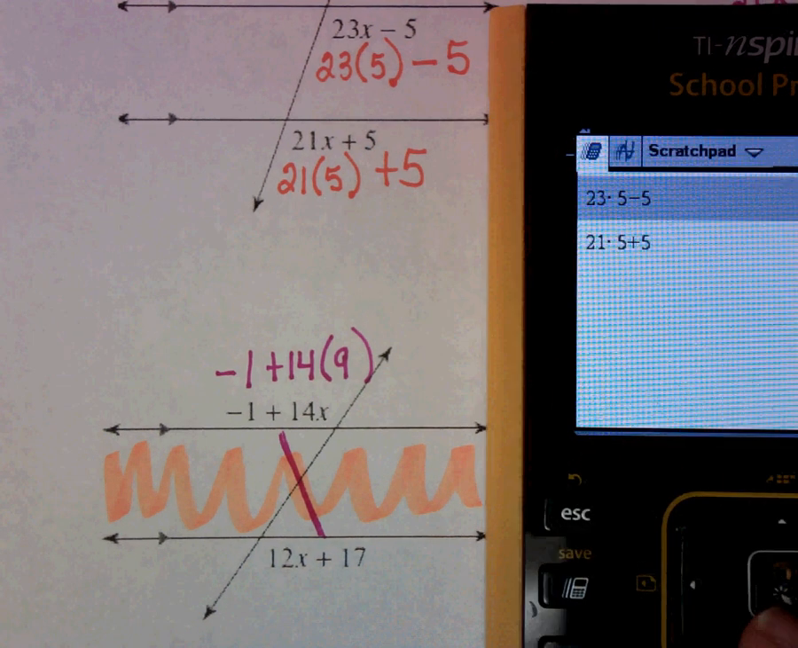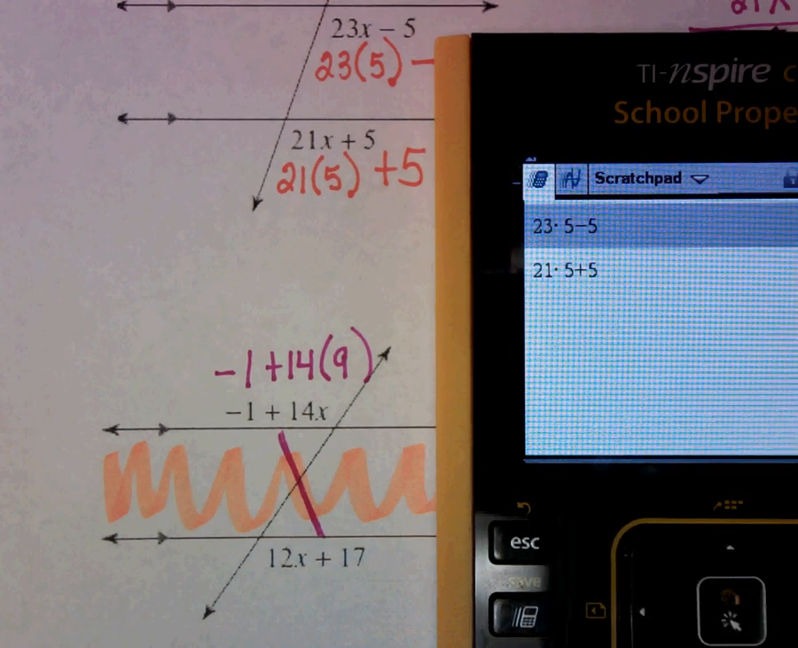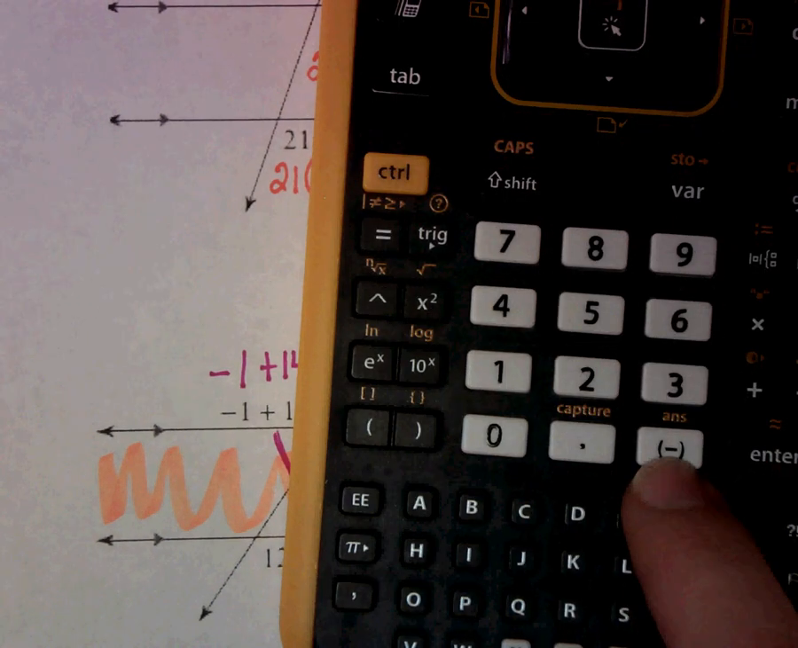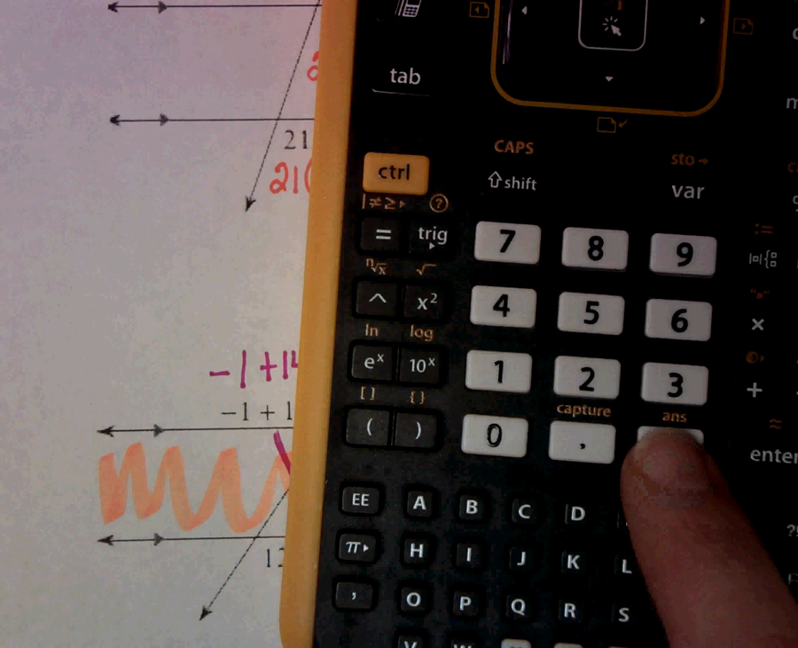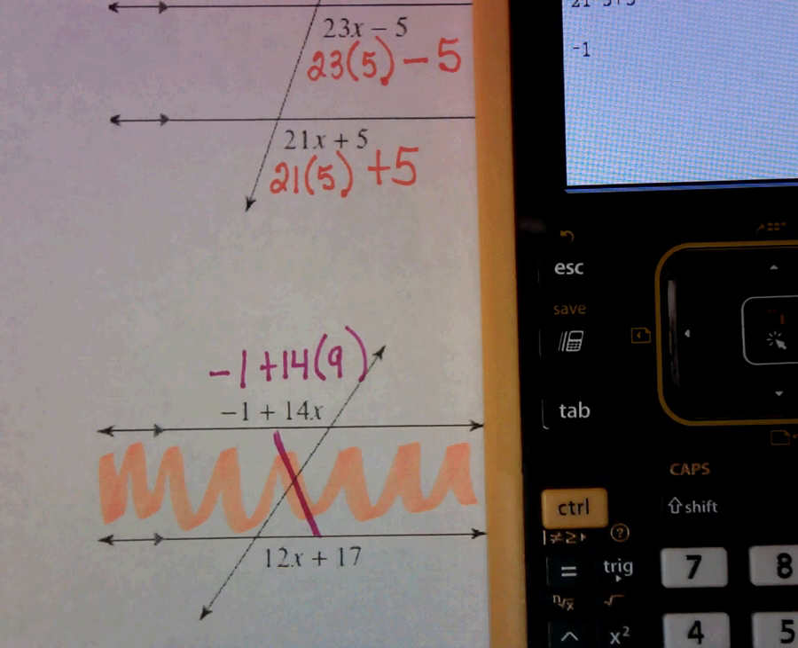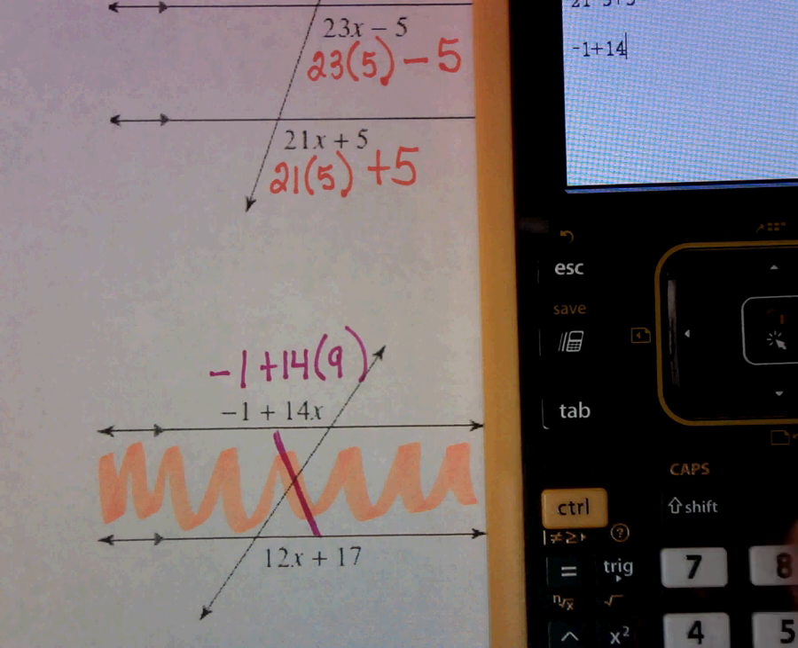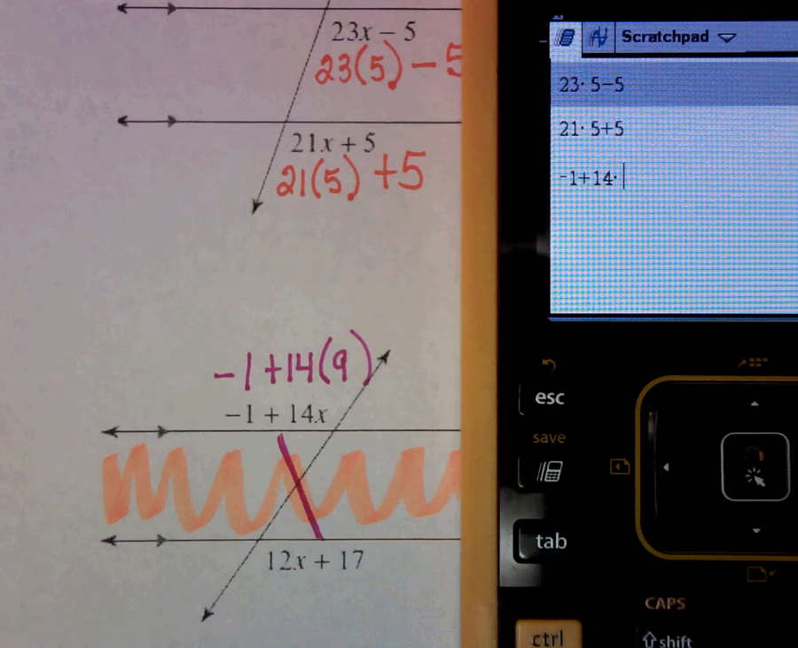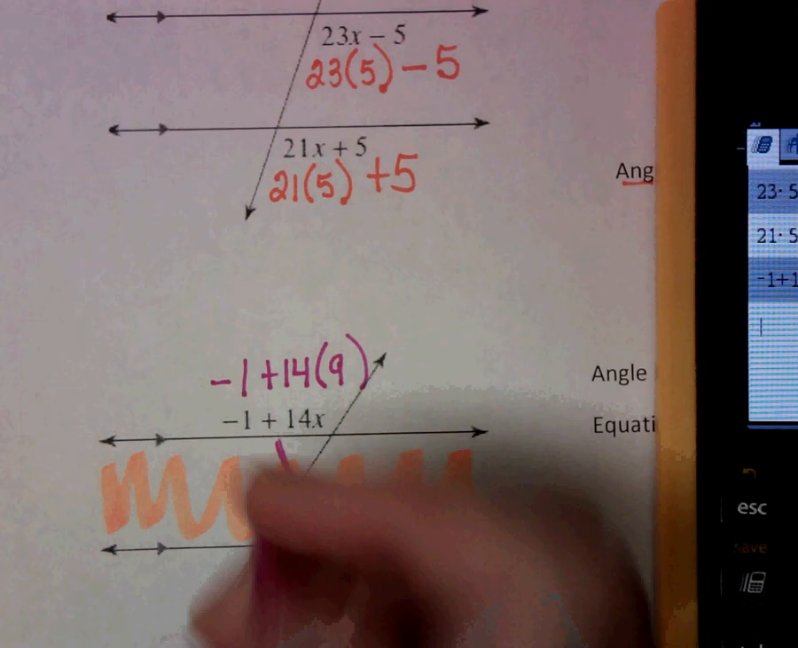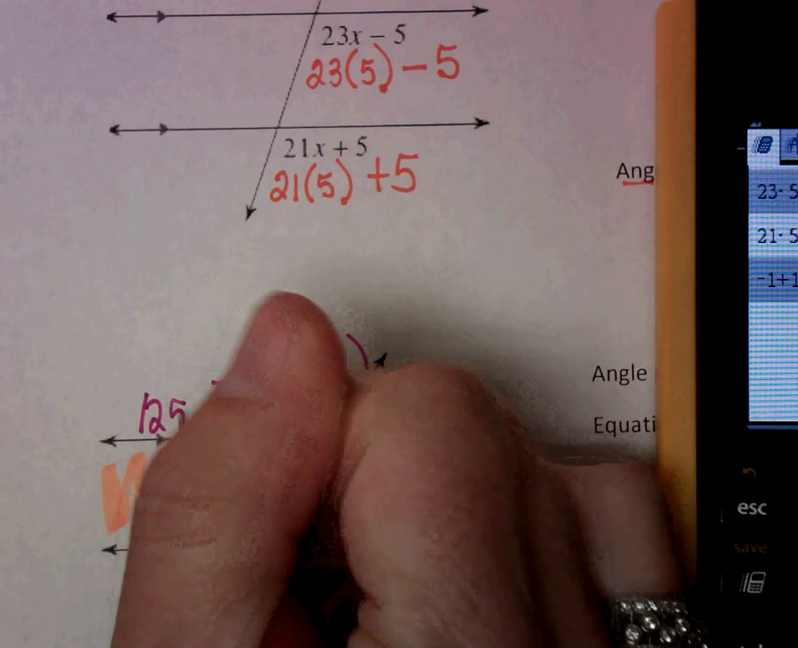Okay, so I have the same problems from last time in there. So this time we have to type in a -1. Remember, your negative sign key is right here. So I'm going to type in -1 plus 14 times 9, and I get 125. Did you get 125? Make sure you can get that with your calculator. So this is 125 degrees.